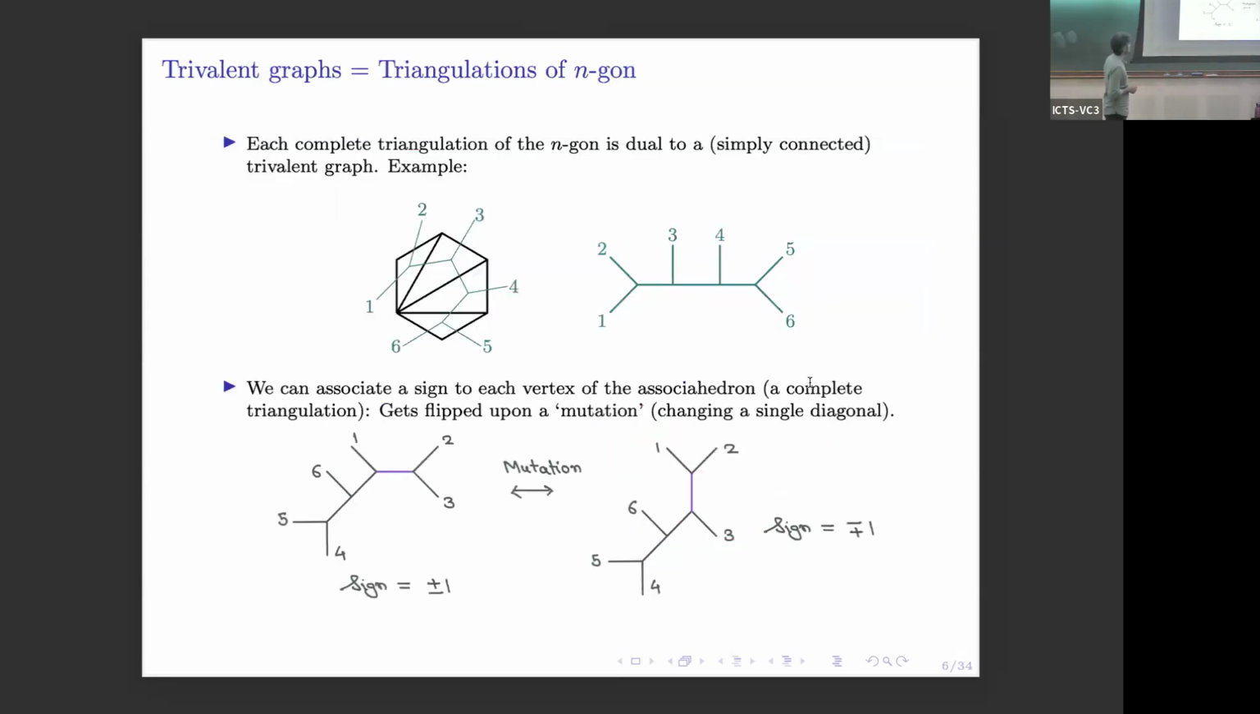And why do we care about this? Because even purely graph theoretically, what we can say is that a complete triangulation of an n-gon is dual to a trivalent graph. Simply connected just means that there are no loops in it, okay? Simply connected as in topologically simply connected. So an example just to illustrate the idea: if you take a hexagon and you have this kind of complete triangulation of it, what you can do is put a graph theoretical vertex inside each triangle, and what you get is this tree graph, all right?